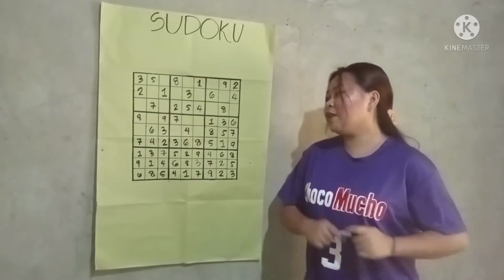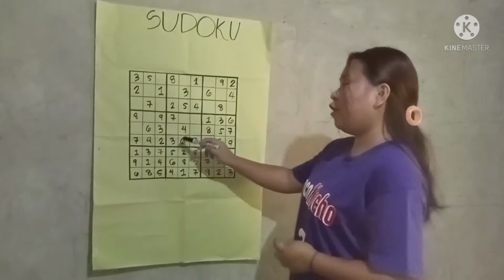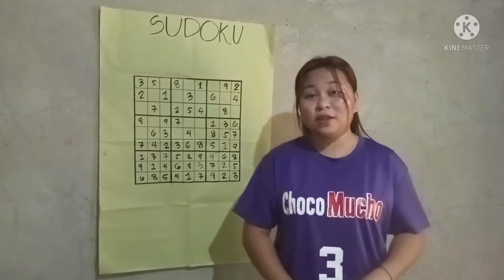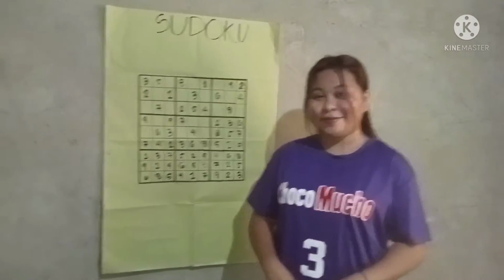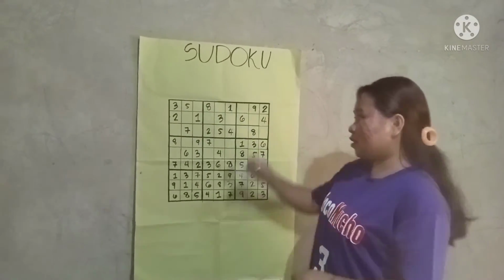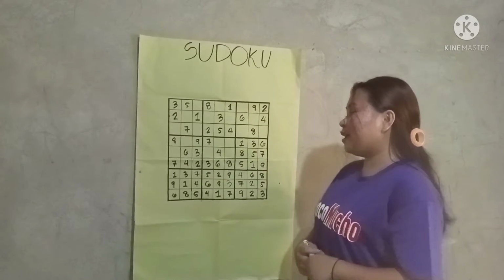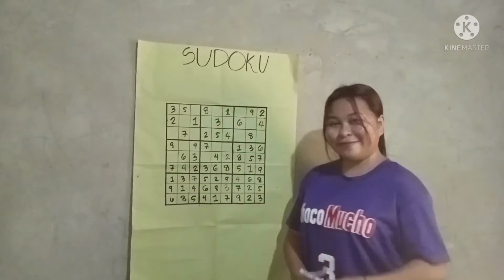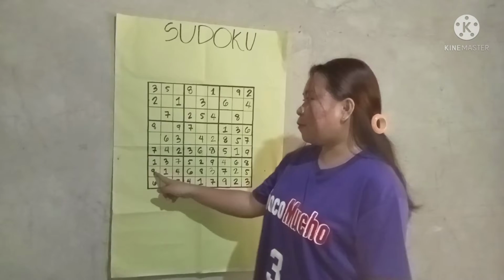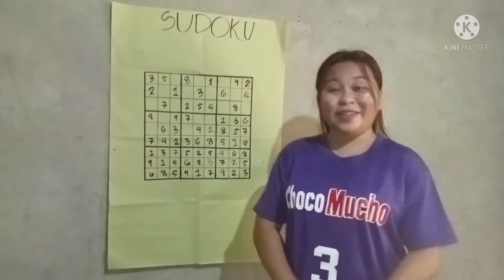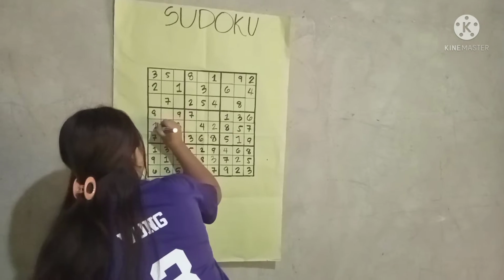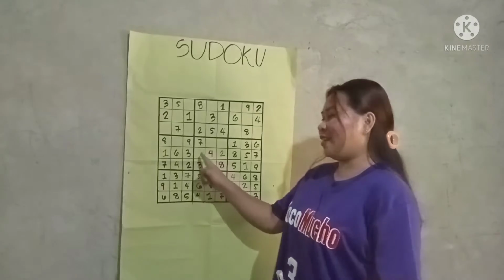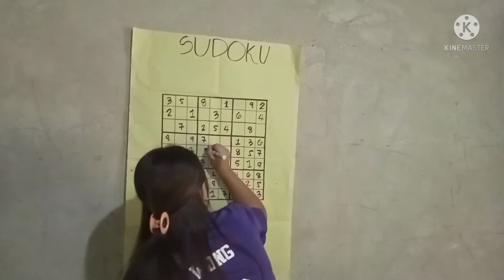Row 5. In this row, the numbers are 3, 4, 5, 6, 7, and 8. And the missing numbers are 1, 2, and 9. In this box, as you can see in the row, there's the number 1 and the number 9. So we're gonna put the number 2. As you can see in the row, there's the number 9 and the number 2. So we're gonna put the number 1. There. So the remaining number is number 9. So we're gonna put it in this box.